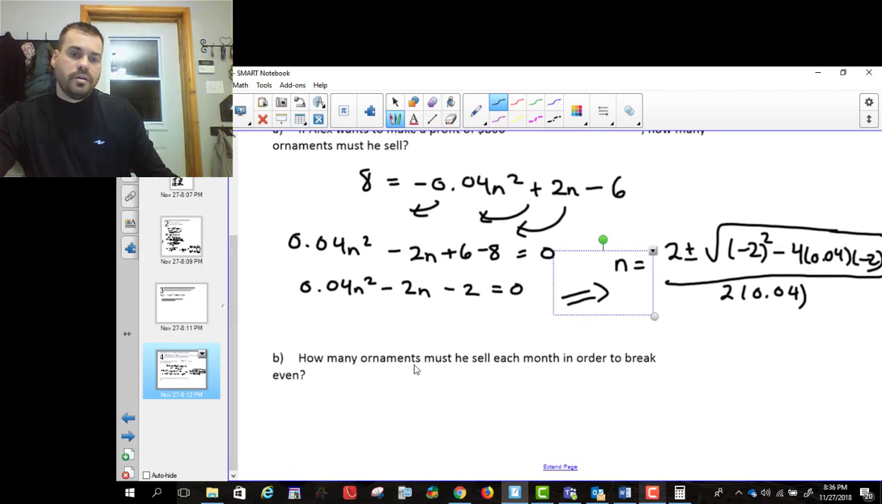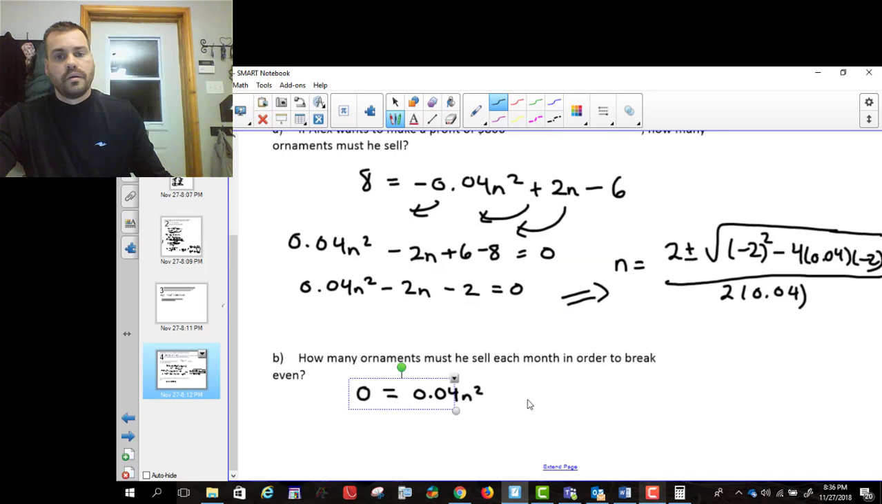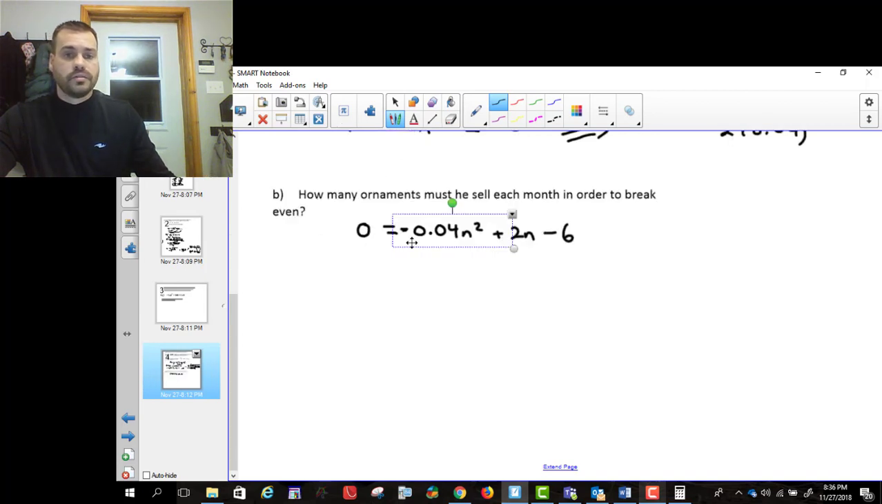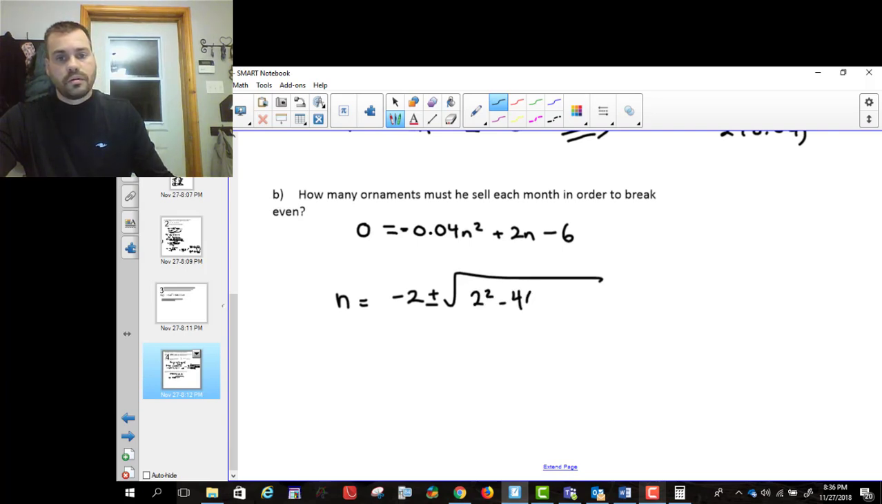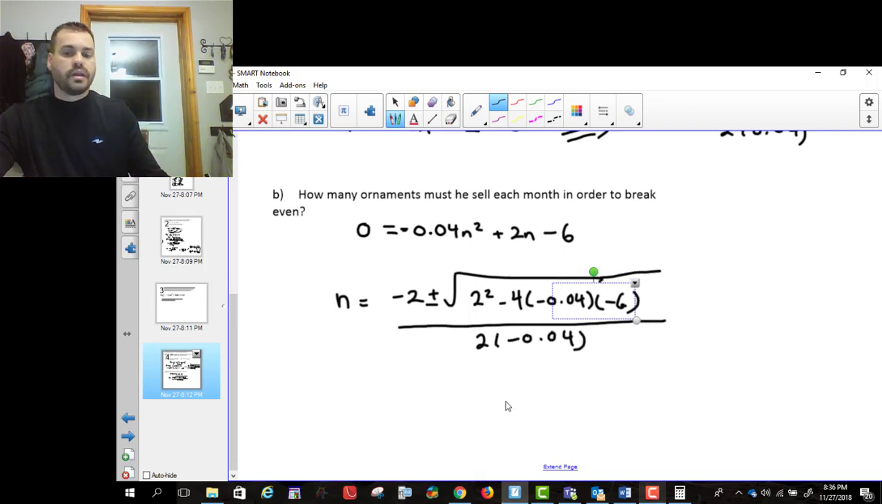The next part of the question says, how many ornaments does he have to sell in order to break even? So if he breaks even, his profit is 0. So we'd say 0 is negative, sorry, negative 0.04 n squared plus 2n minus 6. And then again, you would solve that using the quadratic formula. So your quadratic formula this time would be n is minus 2 plus or minus the square root of 2 squared minus 4 times negative 0.04 times minus 6, all divided by 2 times negative 0.04. Okay, and if you're careful with your negatives, you can solve that out.